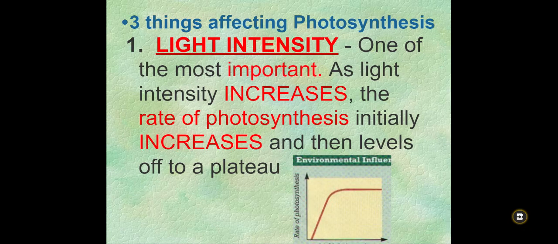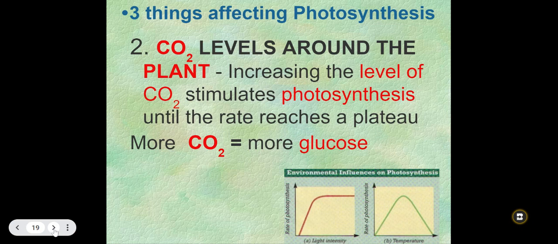And so the graph would look like this. Here's the rate of photosynthesis, and this is light intensity. So you see a very quick increase in the rate of photosynthesis. And then when it gets to its peak performance, it levels off into what we call a plateau. The light intensity is definitely one of the most important things that's going to affect photosynthesis. Another thing that's going to affect it is the carbon dioxide levels that exist around the plant.